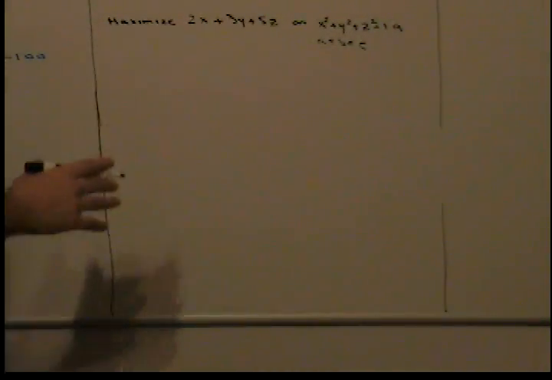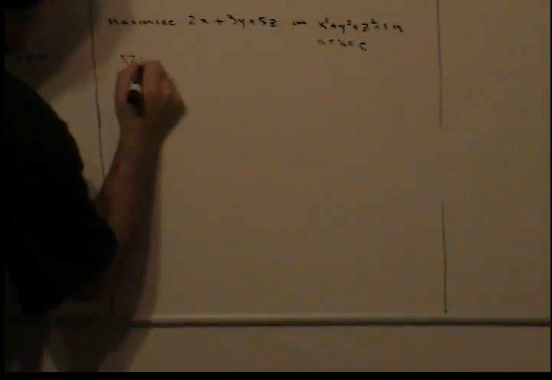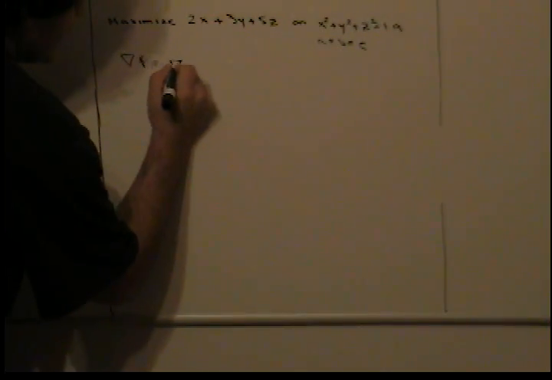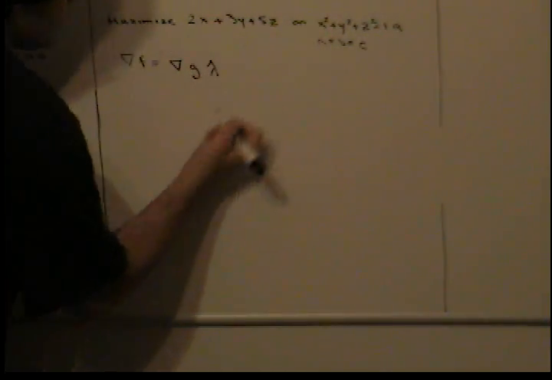Okay, so we're going to use a method called Lagrange multipliers, which pretty much says that the gradient of f equals the gradient of g times lambda. Lambda is called a Lagrange multiplier. It's a scalar quantity. So this is very similar to an optimization problem.